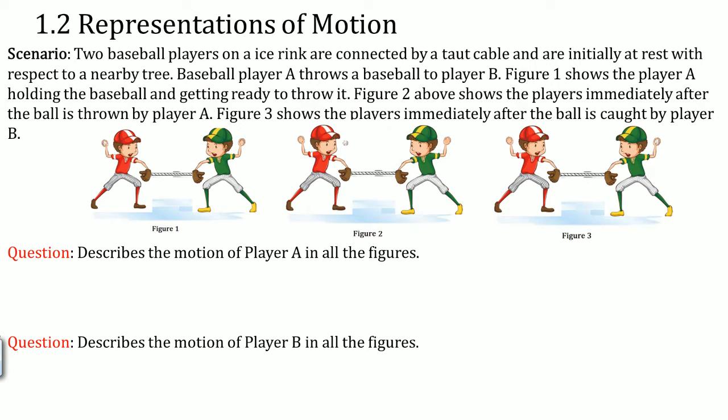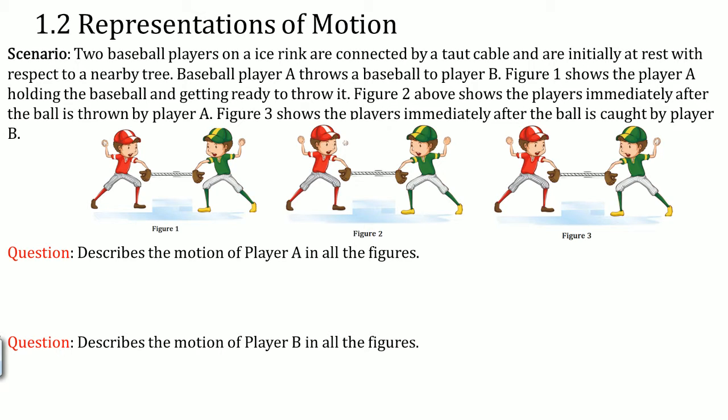Scenario: two baseball players on an ice rink are connected by a cable and are initially at rest with respect to a nearby tree. Baseball player A, who is in red, throws a baseball to player B, who is in green. Figure 1 shows player A holding the baseball and getting ready to throw it.